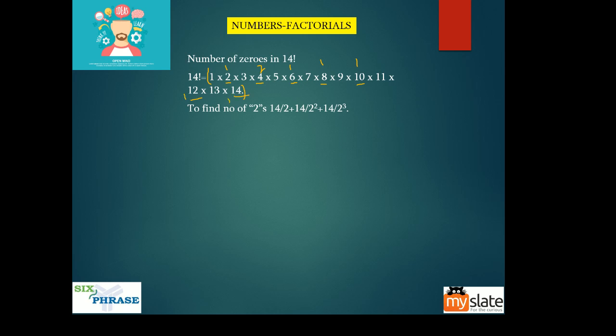Now 14 factorial is a small number, so you can do it like this. You can count 1 plus 2 is 3, 4, 5, 6, 7, 8. So there are 8 2's. You can count it like that. But 14 factorial is a small number. Sometimes they'll give you 140 factorial, sometimes they might give you 270 factorial. Will you be expanding everything and counting 1, 2, 3, 4? It is impossible.